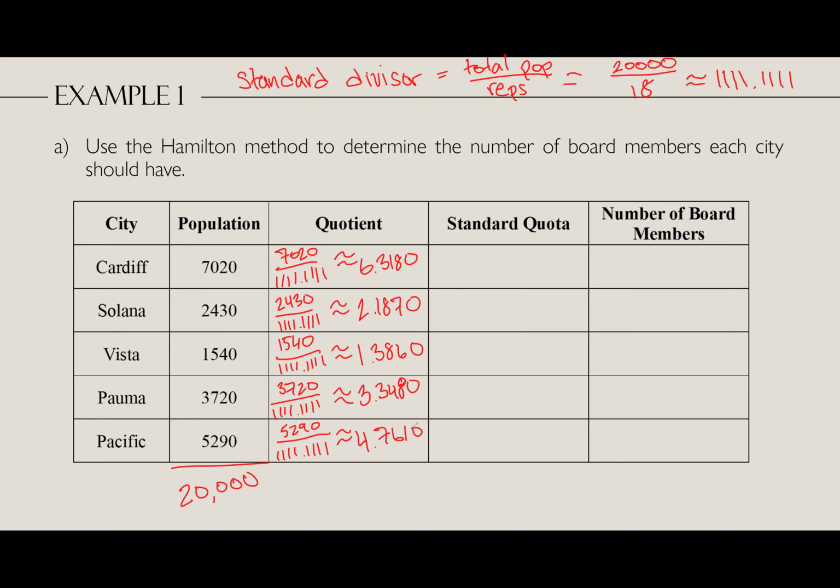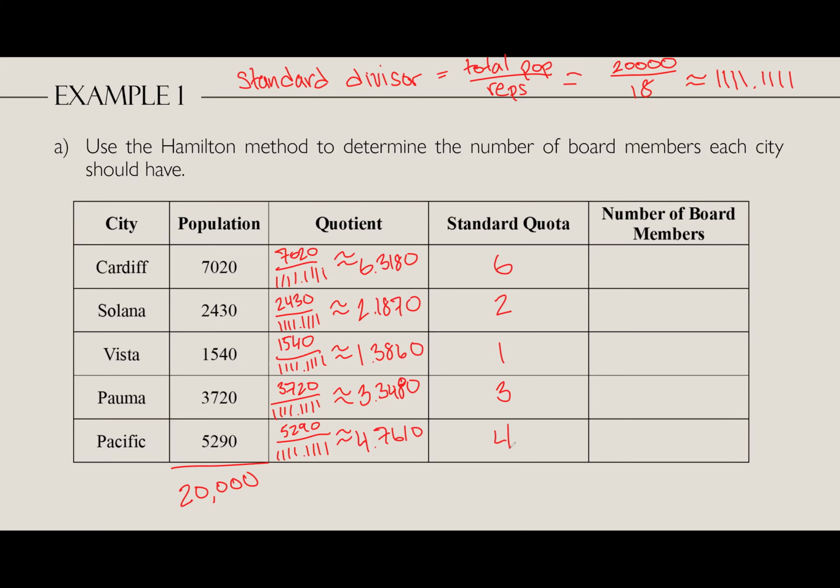So I have my quotient. And now we find our standard quota. Remember, to get the standard quota, we round down. So for Cardiff, we got 6.318. We round down to give me 6. And I'm going to do the same thing for each of these.